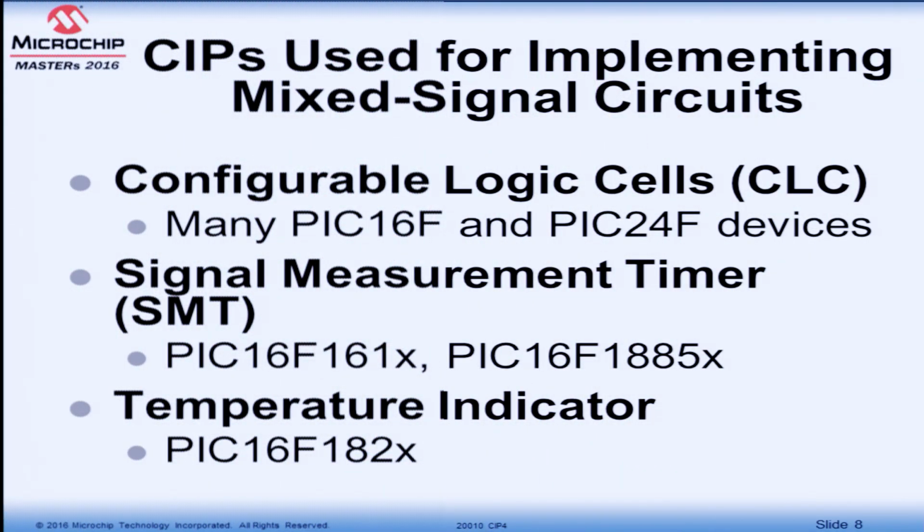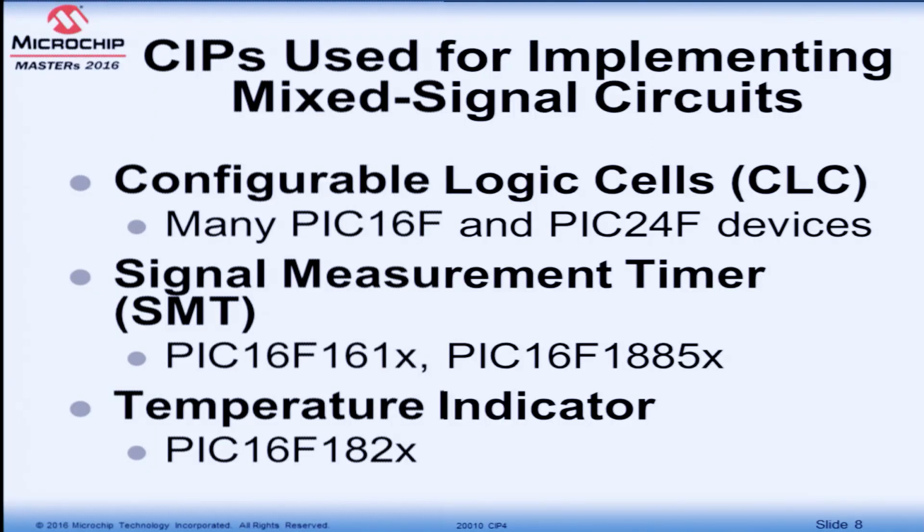So, which are the various core independent peripheral modules we will look at today? The first one is of course configurable logic cells, or CLC. Some of you may have attended the CIP1 class, which was entirely focused on CLC. So, here we will be touching upon this peripheral very briefly and more in the context of combining it with the other peripherals that we will see.